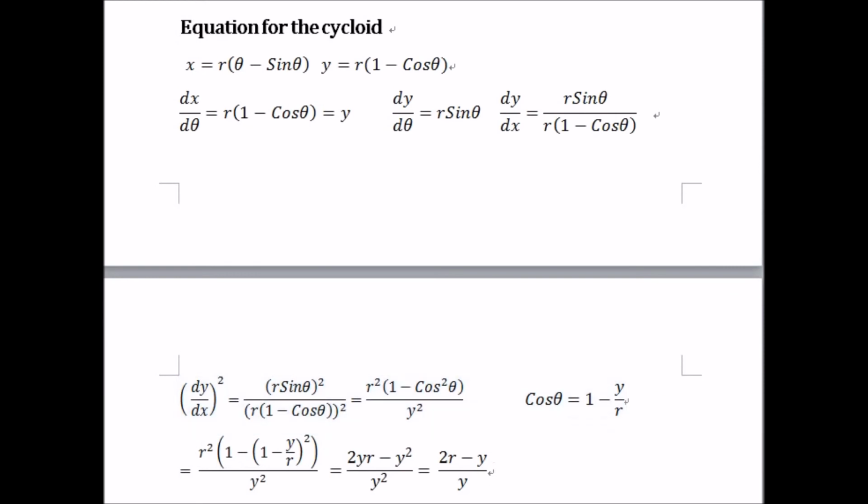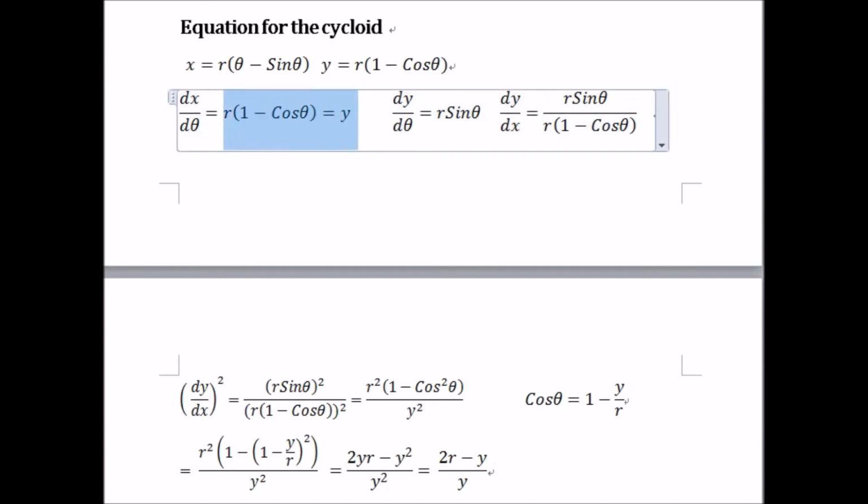For the next part, we square both sides to simplify further, because as you can see, if you just use dy over dx, it's complicated: there's sine theta and cosine theta, and there's no cancellation between them. If we square both sides, we can see that r squared over y squared comes out. And cosine theta equals 1 minus y over r, which we derive by isolating the cosine theta from this formula.